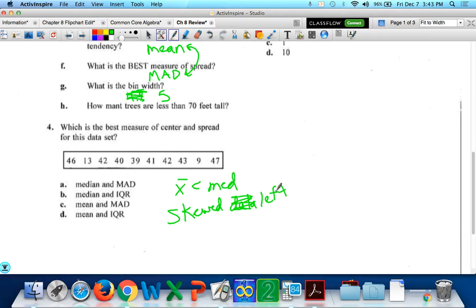Okay? But the key thing is the fact that it's skewed, because anytime we have skewed data, okay, we want to use the median and we want to use the IQR. Those all go hand in hand together. Median and IQR for number 4.